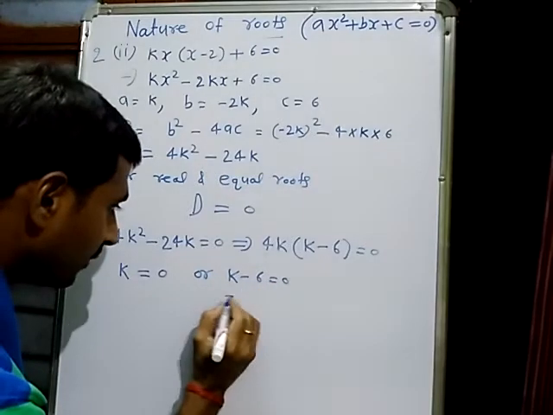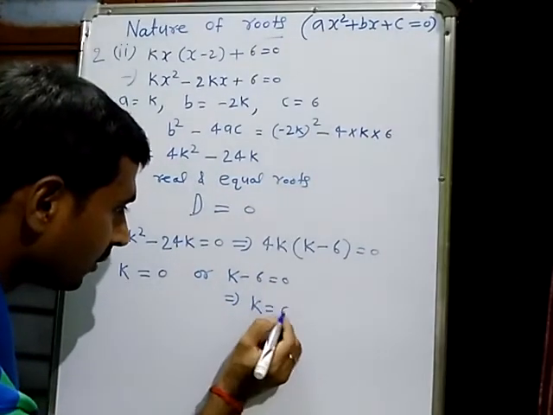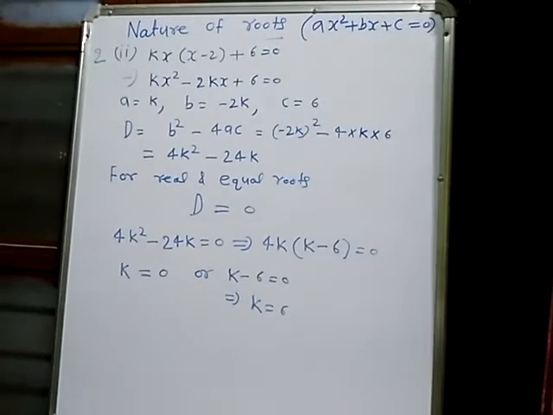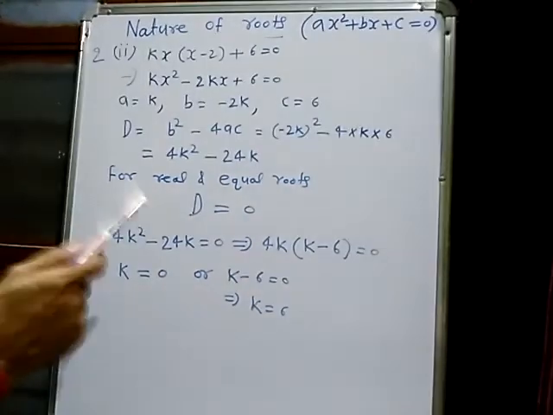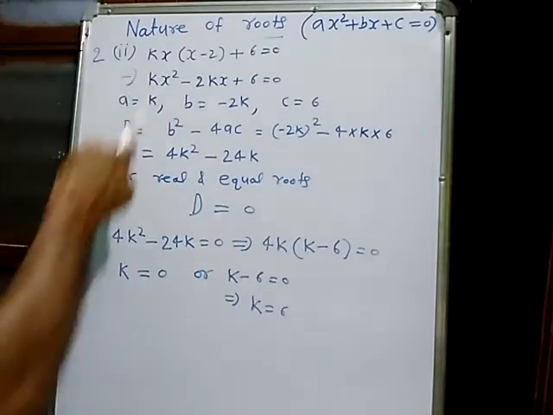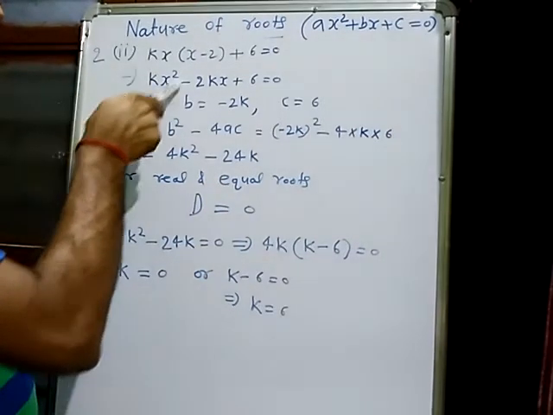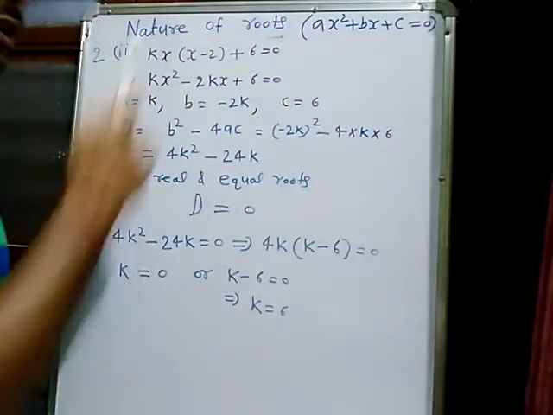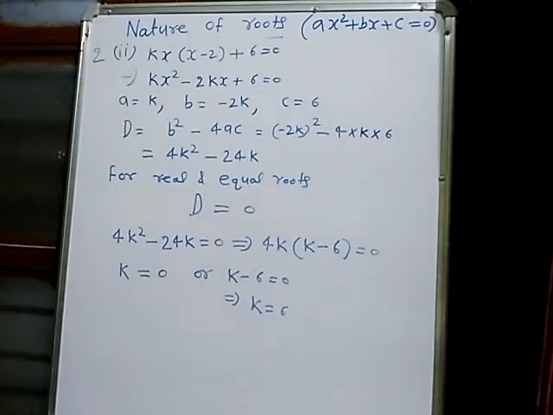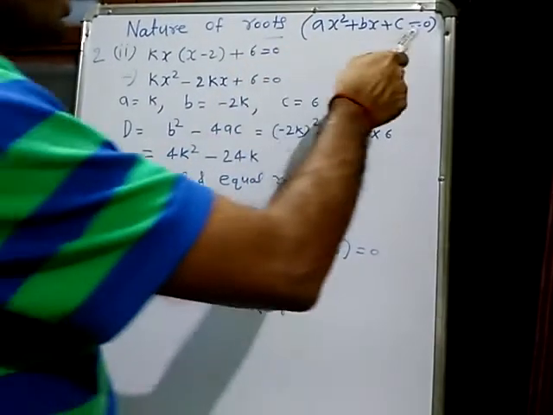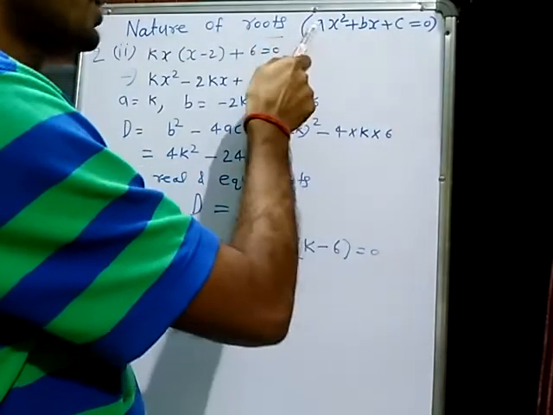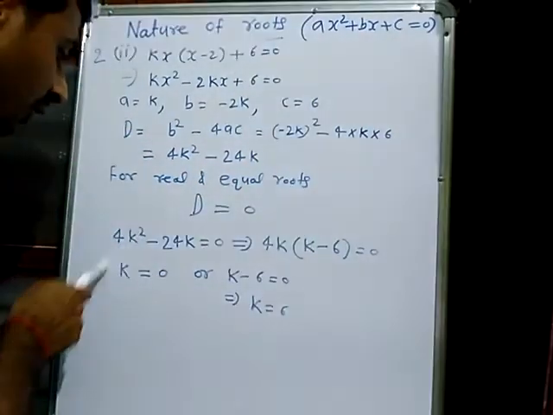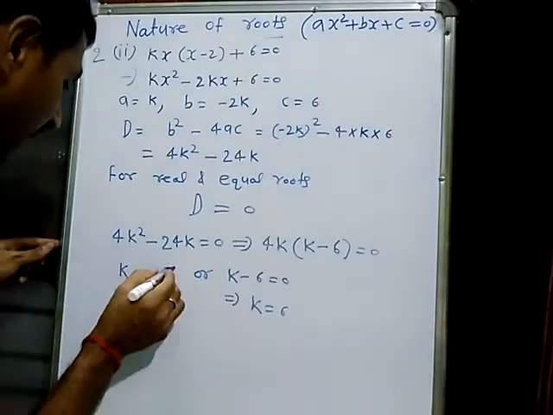So this one, k is equal to 6. Now look, are both correct answers or not? As you know, if I put k equal to 0, then this equation becomes 0. So then it is not a quadratic equation, because you remember that ax square plus bx plus c is equal to 0 is a quadratic equation only if a is not equal to 0. Therefore k should not equal 0. So we can't take this value.